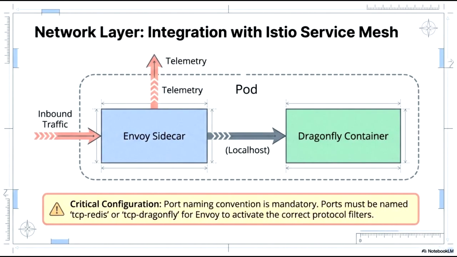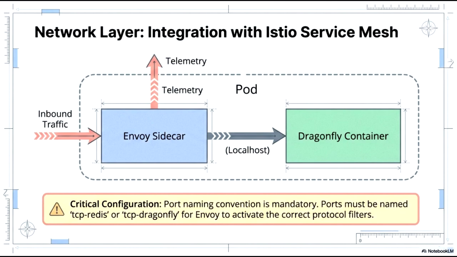This slide details the network layer integration with the Istio service mesh, specifically focusing on how traffic flows within a pod. As shown, inbound traffic is first intercepted by the Envoy sidecar before being routed over localhost to the Dragonfly container. This sidecar pattern allows Envoy to capture and export telemetry data, providing essential insights into service performance and health. Most importantly, please note the critical configuration highlighted at the bottom, a mandatory port naming convention.